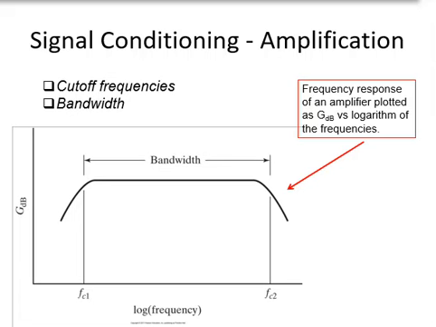The figure shows the frequency response of an amplifier plotted as gain in dB versus the log of the frequency. Typically, the gain will have a relatively constant value over a wide range of frequencies. However, at extreme frequency, the gain will be reduced. The range of frequency with close to constant gain is known as the bandwidth. The upper and lower frequencies defining the bandwidth, called the corner or cut-off frequency, are defined as the frequency where the gain is reduced by 3 dB.